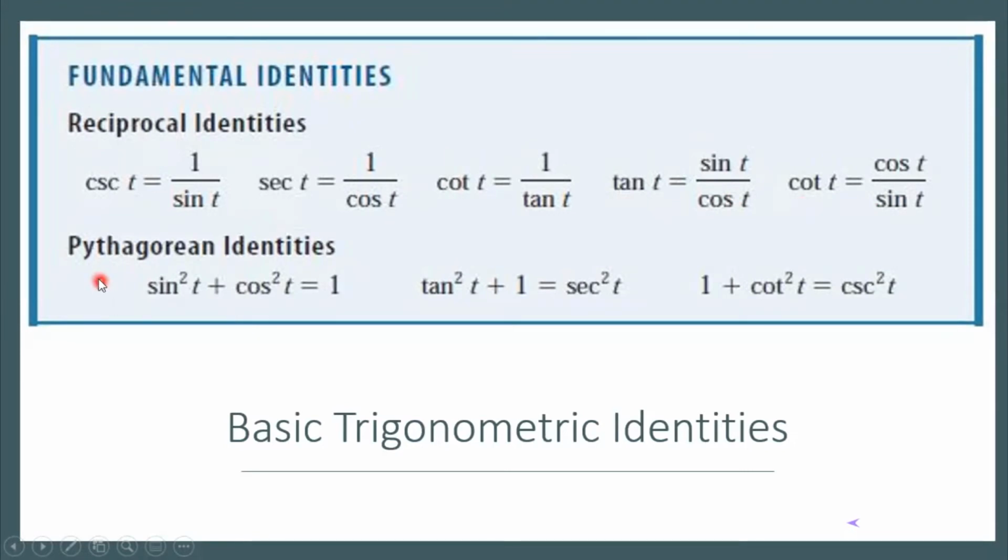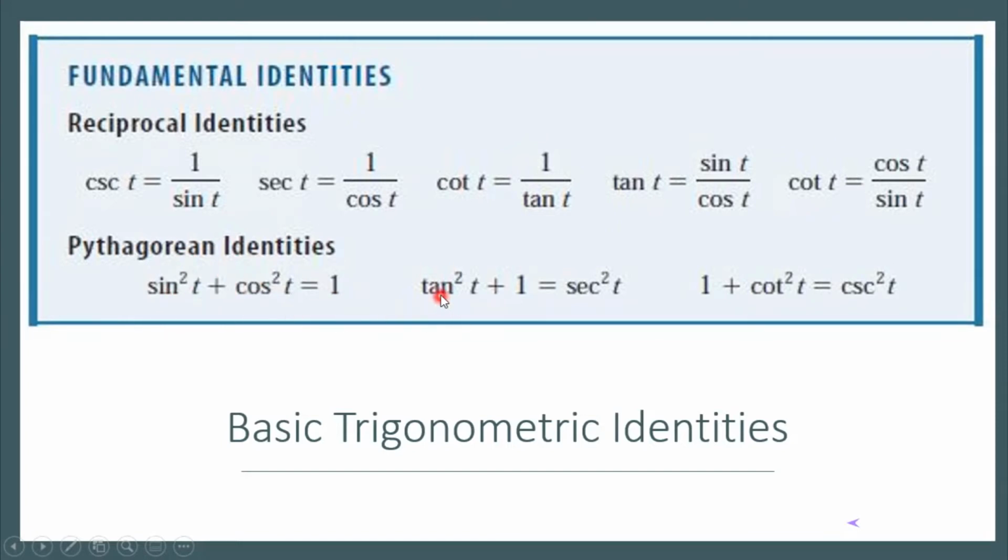Then the next one is Pythagorean identities. So sine squared t plus cosine squared t is equal to 1. So you have to remember this. This is very familiar, and this is used in most of the problems in calculus.